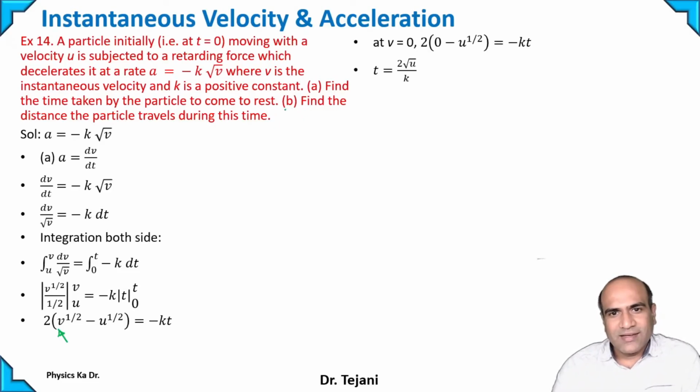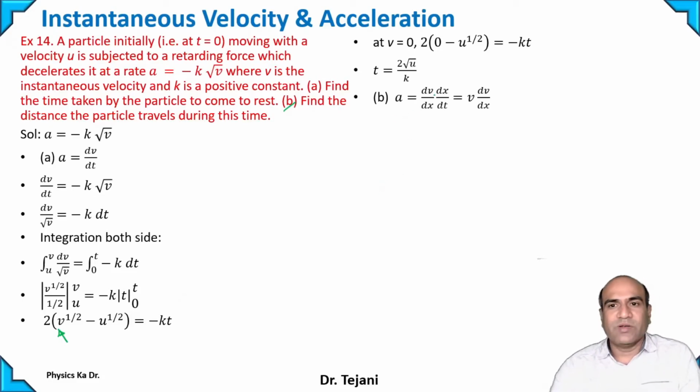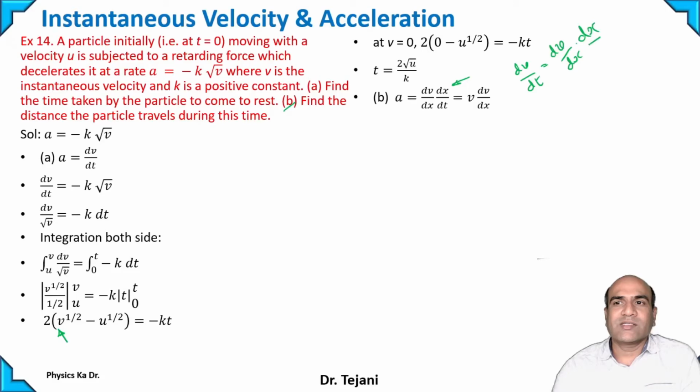Now next, find the distance the particle travels during this time. We need distance. We got one equation for velocity, now we need distance. So we know that a is equal to dv by dt, which is dv divided by dx times dx by dt, and dx by dt is equal to v. So this equation becomes v dv by dx. The similar equation is mentioned here.